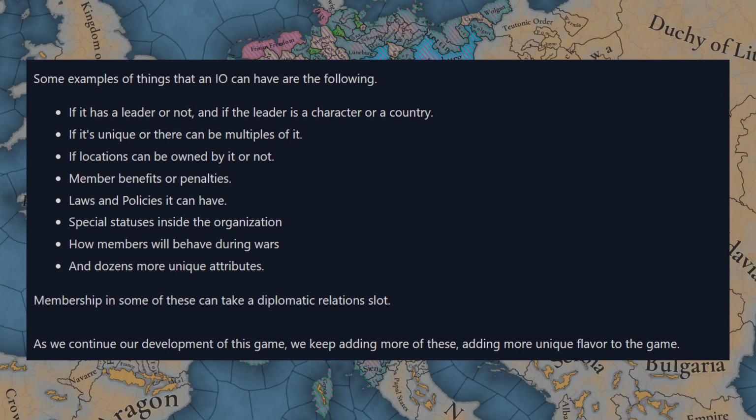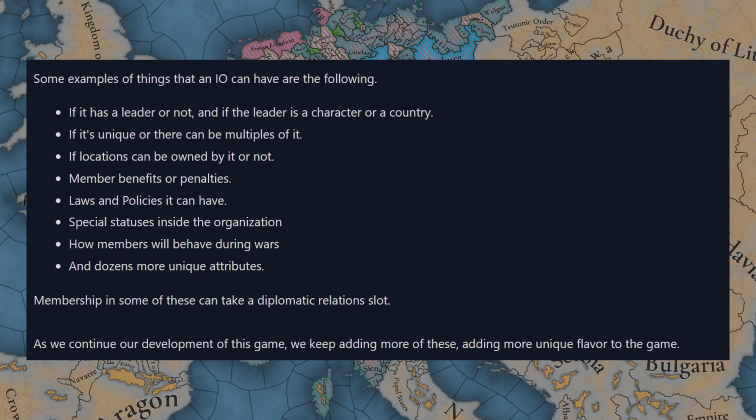And some examples of these options are if it has a leader or not, and if the leader is a character or a country. I have seen online that people think this could lead towards CK3 style characters. I don't think that's what it means. I think he's aiming more towards the Shogun or the Pope, a character that is head of one of these organizations rather than a country. So the country example, I think, would be coalitions, which are covered later on, where you've got a lead country of a coalition. The character one, I think, is more like the Pope or the Shogun, where a character is the top person in that organization rather than a country, if that makes sense.